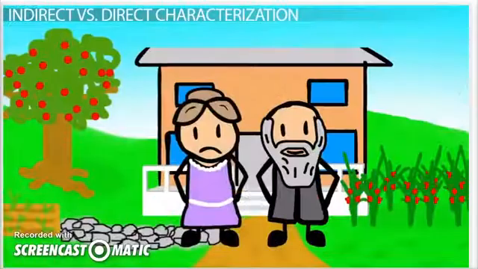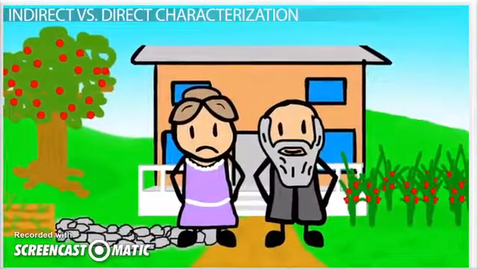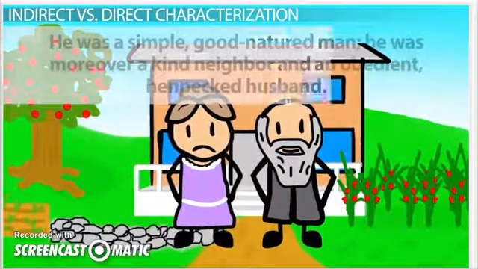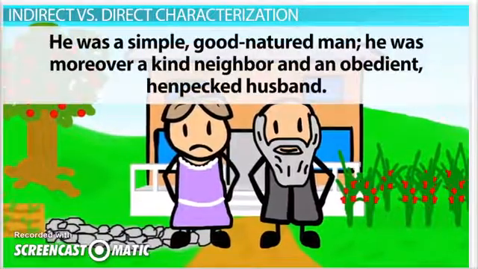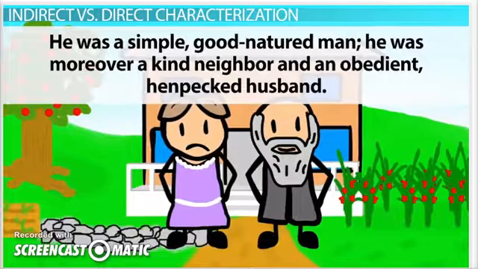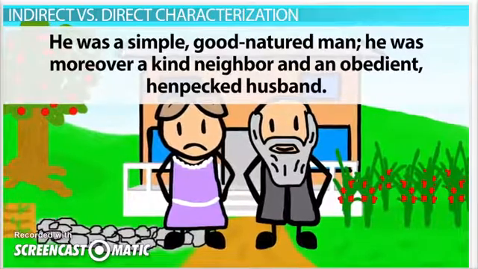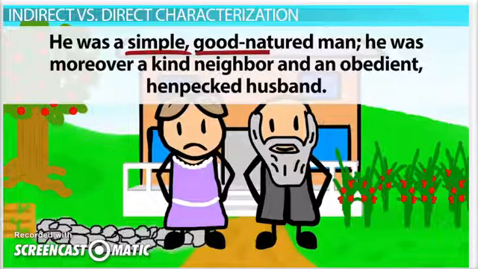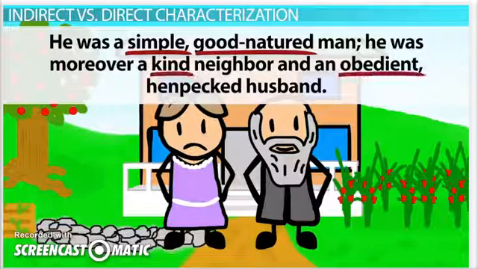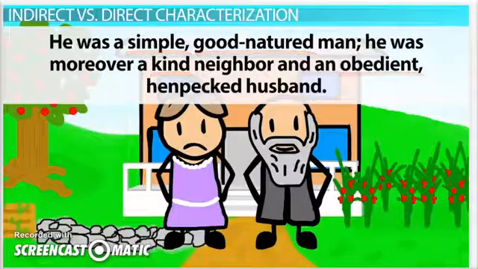Read the following excerpt from Rip Van Winkle by Washington Irving. He was a simple, good-natured man. He was, moreover, a kind neighbor and an obedient, henpecked husband. This description directly tells the reader about this man's personality using words like simple, good-natured, kind, and obedient. There is nothing left for you to infer or conclude on your own. Therefore, this excerpt is an example of direct characterization.